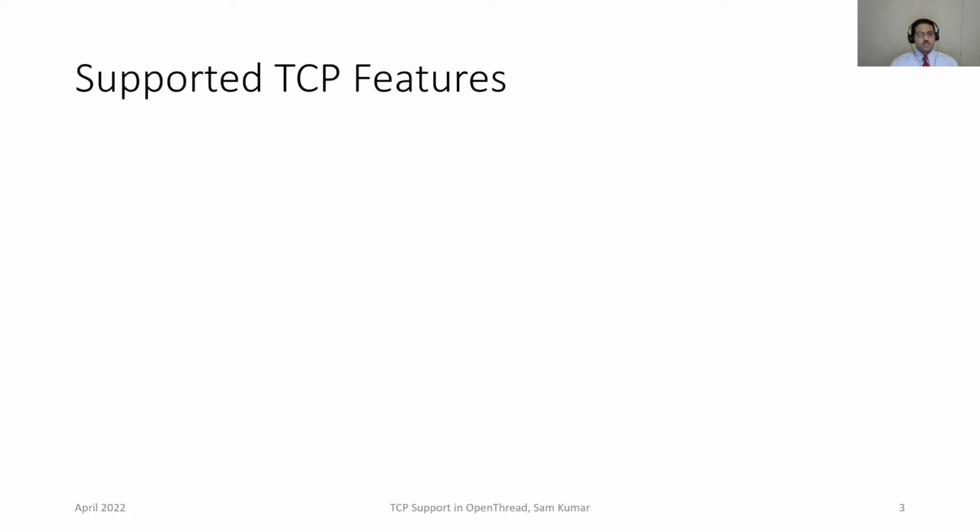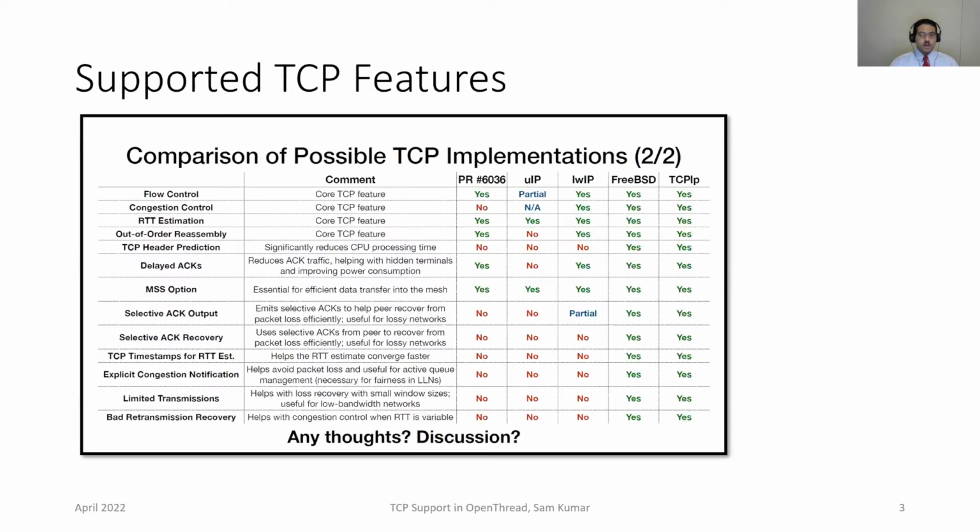So a central decision was which TCP implementations to use and what features to support. And the OpenThread developer community investigated various options for this. This is a slide from one of OpenThread's developer meetings. You don't have to read the whole slide, but the point here is that the community considered various TCP stacks. These are the columns over here. And they considered various TCP features. These are the rows over here.